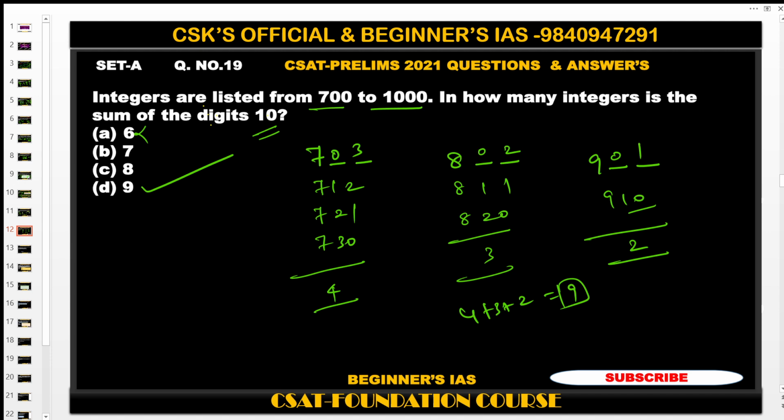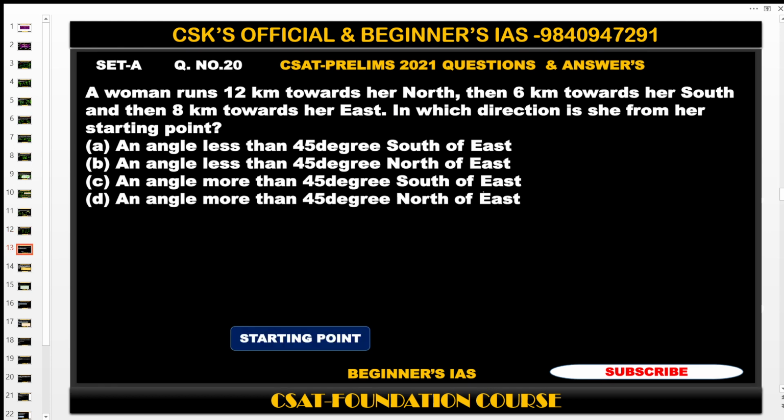Now, shall we move on with the next question? People getting it, right? Shall we move on with the next question? Yes, sir. Okay. Now listen carefully. A woman runs. This is an important question. I will tell you why it is important. Okay. A woman runs 12 kilometers towards her north.